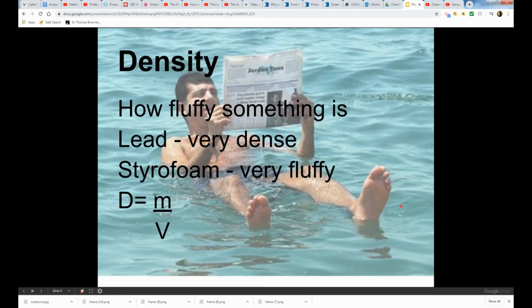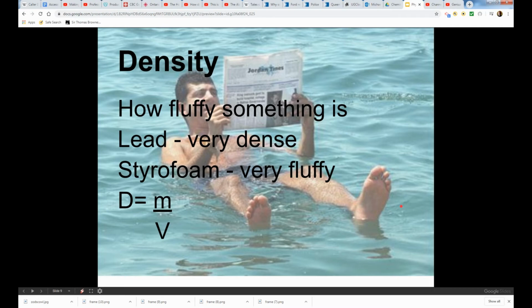Now, density is the only one that we're putting a formula to. And you can sort of say this, how fluffy something is. How much does it weigh in a given sized chunk? So lead is very dense, styrofoam is very fluffy. And if you say to me how fluffy or compact something is, that's good enough. Memorizing a formal definition from a textbook does not internalize it to you. If you tell me density in your own terms, and this is why I'm using terms like fluffiness, right? The concept is easy to understand if you use your own terms.